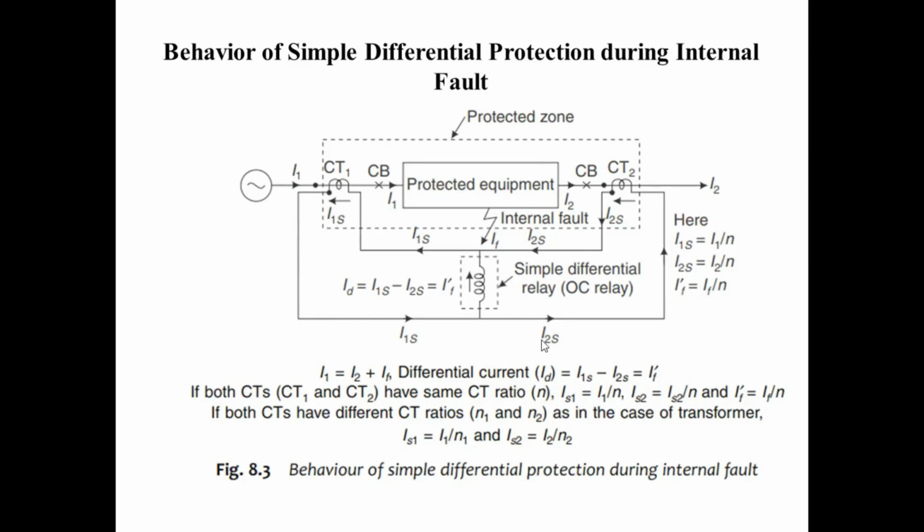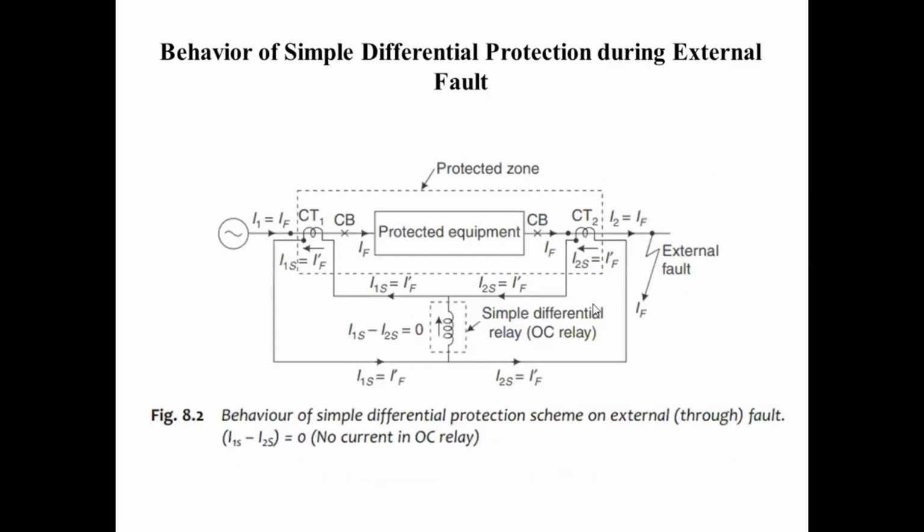But there is a drawback of this simple differential protection. When an external fault occurs in the system, the line current exceeds the normal rated current. Due to this exceeding current, CT2 senses it, and the current passing through, I2S, is nothing but the external fault current. So even in the external fault condition, this type of relay operates.